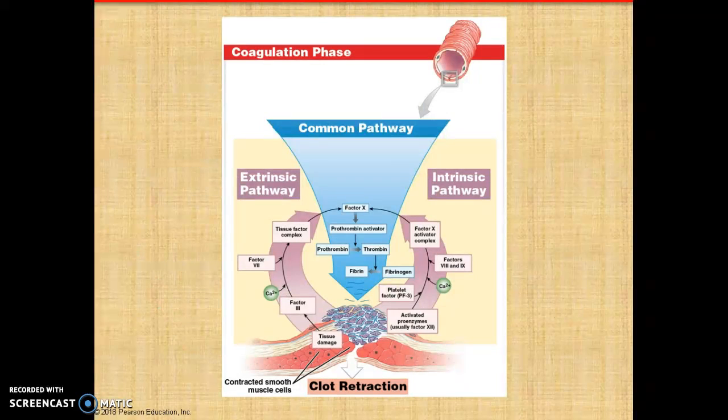So this is the diagram of the extrinsic pathway and the intrinsic pathway, and both of them are leading to that common pathway. So in our blood we have all of these factors, all these Roman numerals 1 through 11, and each factor has a different function. And so they will all work separately to result in the formation of soluble or insoluble fibrin. The enzyme thrombin will convert fibrinogen to fibrin.